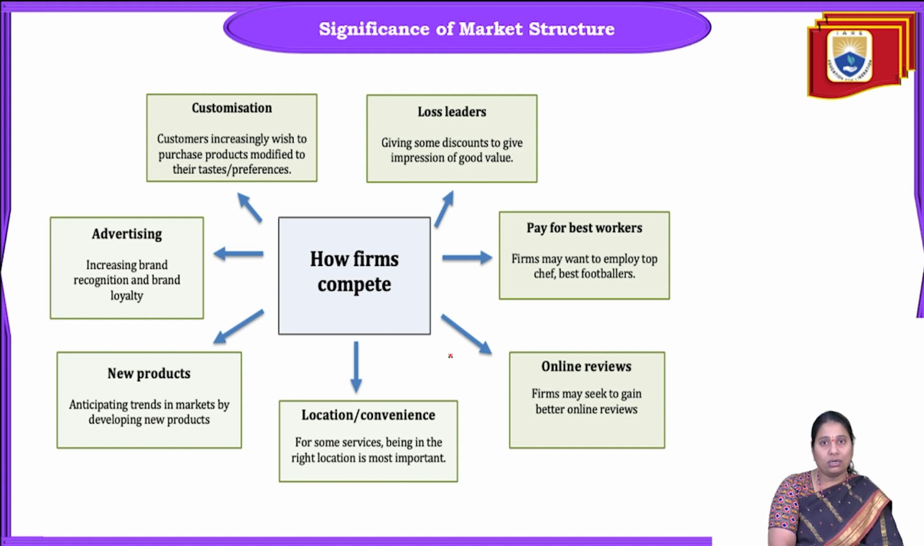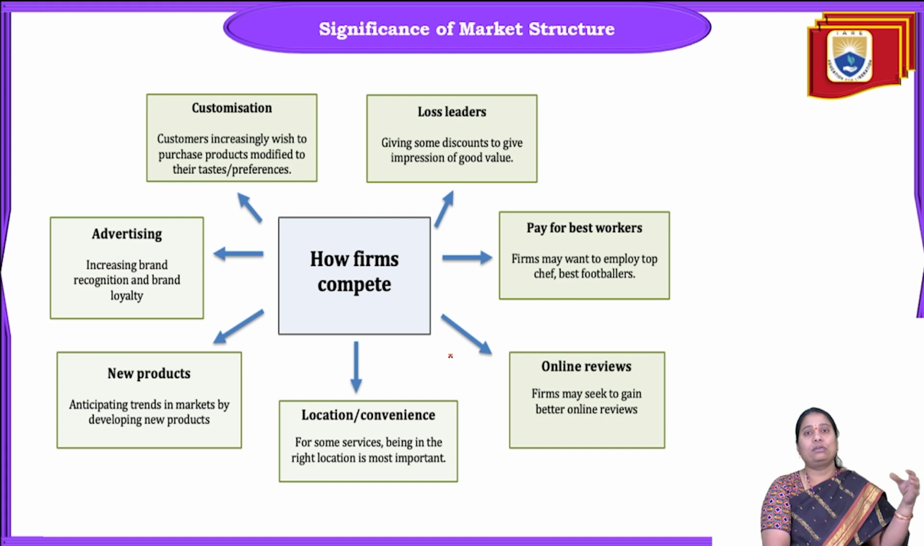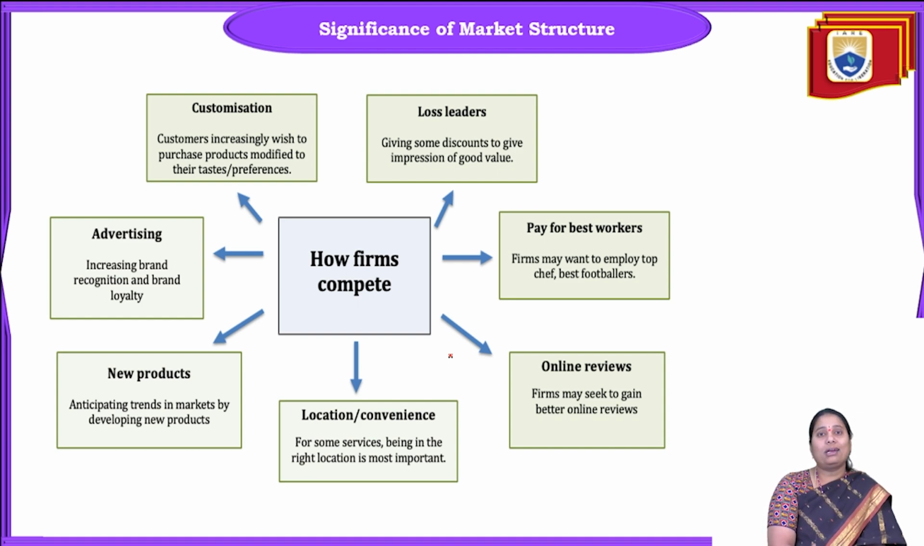And pay for best workers. So firms may want to employ top chefs, best footballers and all. Will it be affordable to pay for the further best ones? For example, assume that there is a hotel. In that hotel, the number of customers was very less previously. They won't think about introducing a new chef or changing the chef. If the number of people are coming, though they are eating over there, they are not getting satisfied with that food, then they will think about replacing that particular chef with the next best chef, so that more sales he can expect.